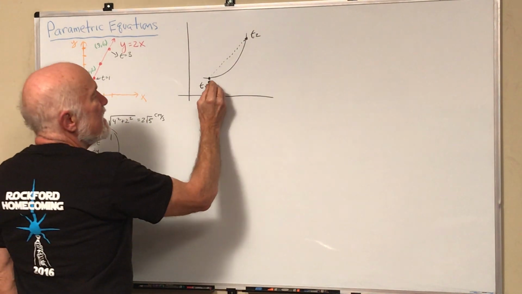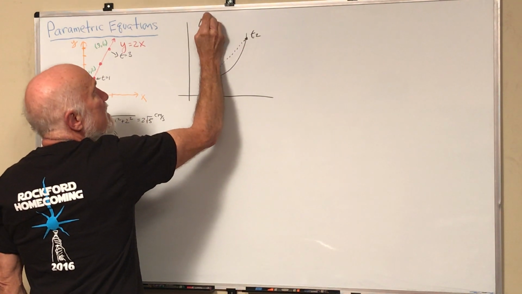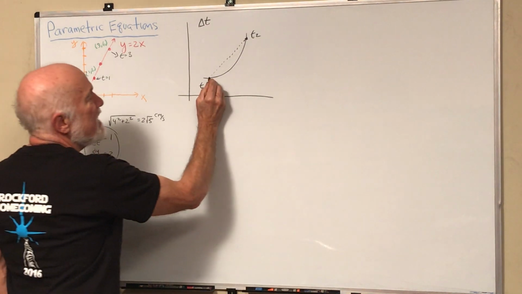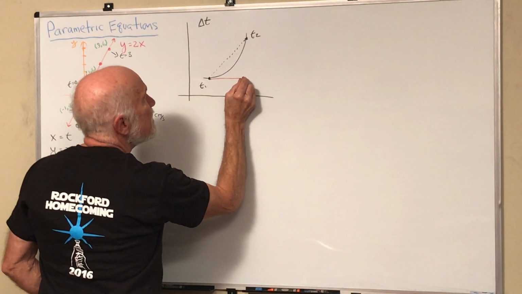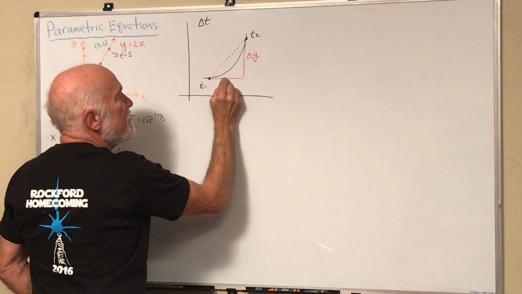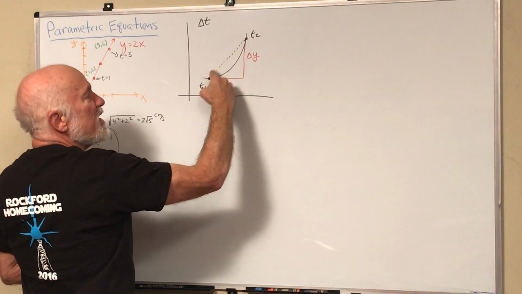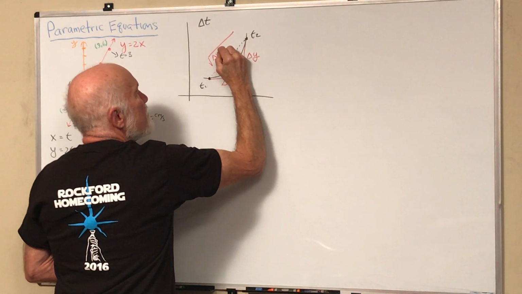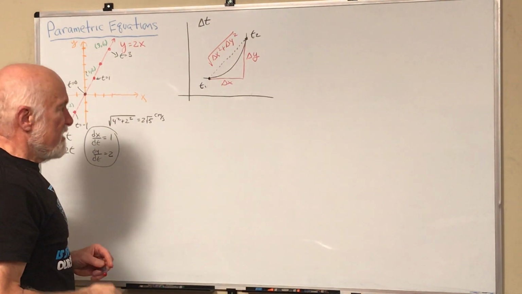So during this change in time from t1 to t2, I'm going to call that change in time delta t. During that time, there was a change in x and a change in y. So we could call this delta y and this delta x. Then, with the distance formula, we can say that distance is the square root of delta x squared plus delta y squared.